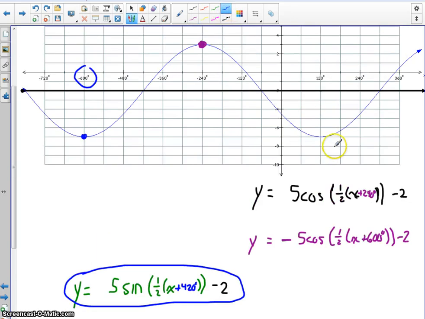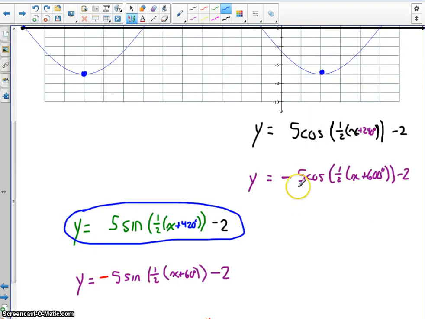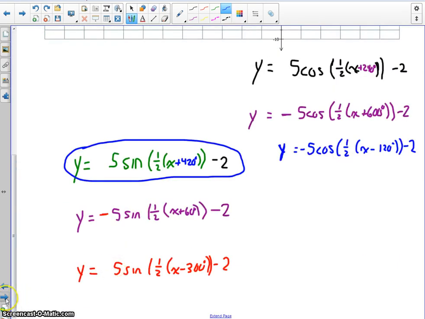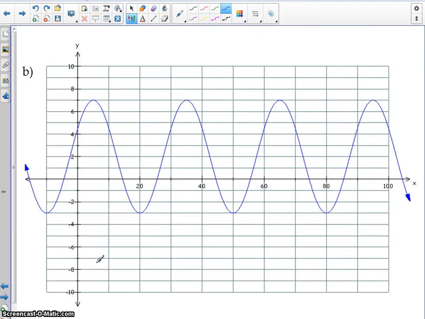If I want to do the exact same thing for this particular point over here, this would be starting at 120 degrees, so that would be a shift right 120 degrees. It starts at its minimum, so it's been reflected as well. So I have negative 5 cos, a half x minus 120 degrees, minus 2. Okay, so that's an example of how you can find multiple sine and cosine equations. I'd like you to try this one on your own. I'll run through it in part 2.